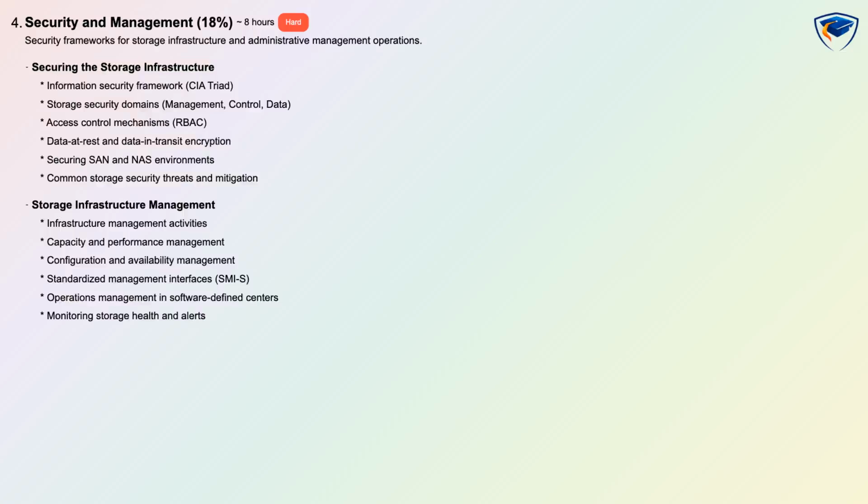This domain covers the information security framework including the CIA triad, storage security domains for management, control and data, access control mechanisms such as role-based access control, and data at rest and in-transit encryption. It also addresses securing SAN and NAS environments, common storage threats and mitigation, and infrastructure management activities like capacity and performance management, configuration and availability management, and standard interfaces such as SMI-S. Expect questions that combine security principles with operational procedures and troubleshooting.